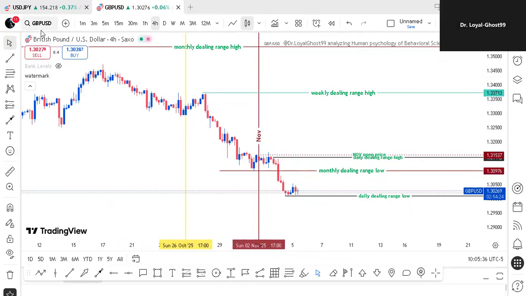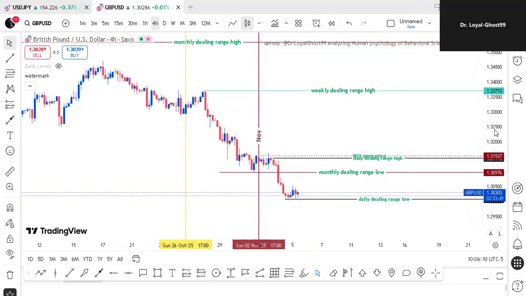Remember, this is the base currency. This is the quote currency. So if we were to be going bullish, meaning the economy of the pound, Great Britain, is strong, but right now since we are going downwards, that means the US dollar currency is gaining some strength. Hope you understand when I say that.